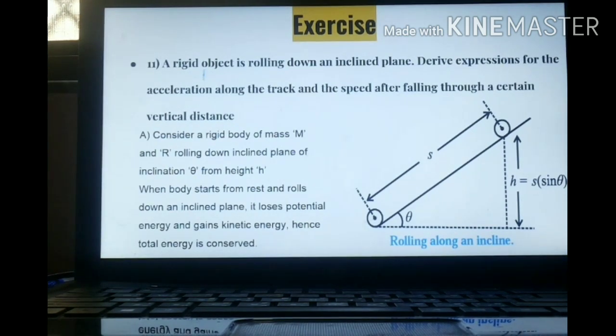Next question. A rigid body object is rolling down an inclined plane. Derive an expression for the acceleration along the track and the speed after falling through a certain vertical distance. This is a rigid object which is falling through an inclined plane. Okay, as it is falling through this inclined plane, what will happen? When the object is over here, what type of energy is it having?